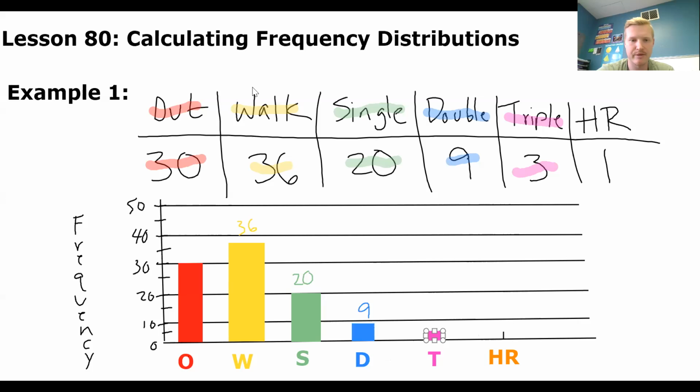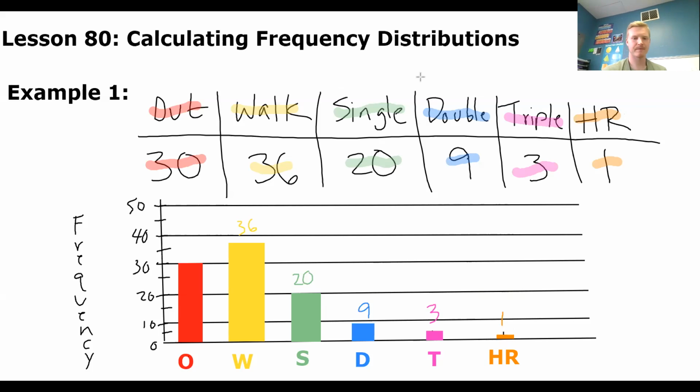So that was my 3, the amount of triples he hit, 3 of them. And then the amount of home runs was only 1. That was my orange. So it's going to be barely anywhere, lower than that one, that triple. So just a little guy there. Only 1 home run. He is not a very good hitter.